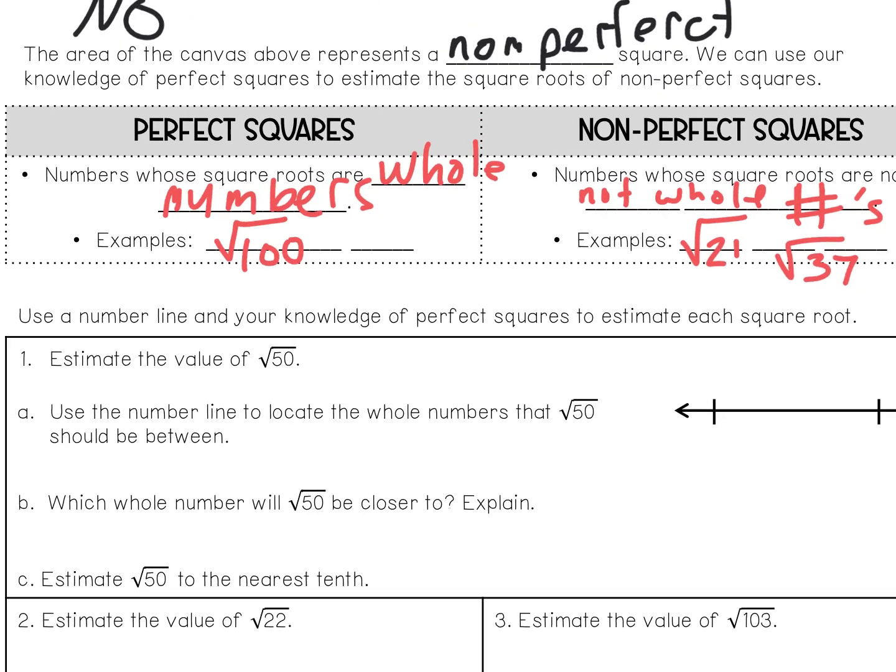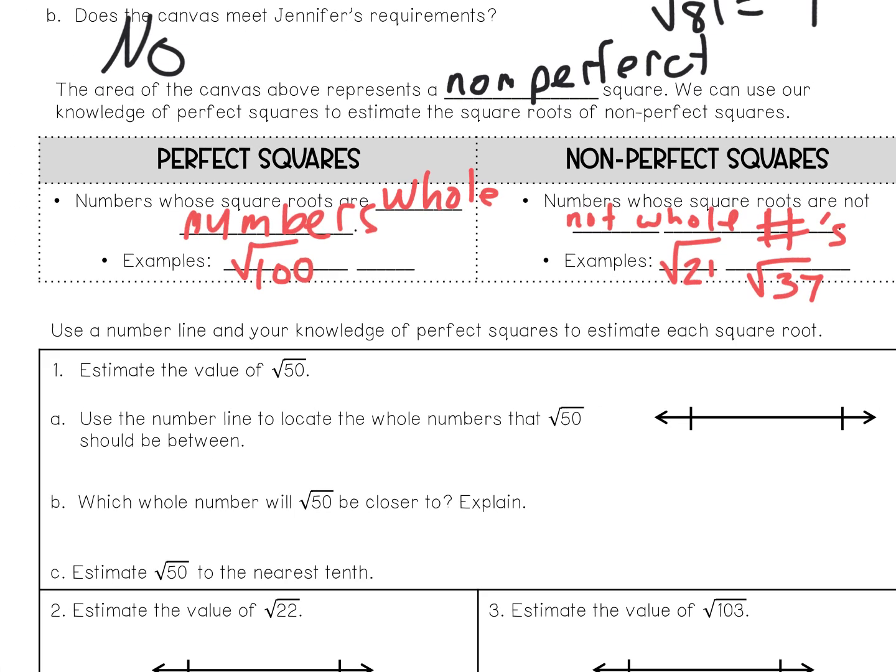Okay, so it asks us to estimate the value of 50. So I'm going to put the square root of 50 in the middle here. Okay, what is the next smallest square root that gives us a whole number? 49. So I'll put the square root of 49 up here, and then I'll put the value it equals underneath it, 7. So the square root of 49 is 7. Now what's the next biggest one? 64. Okay, 64 and 8.